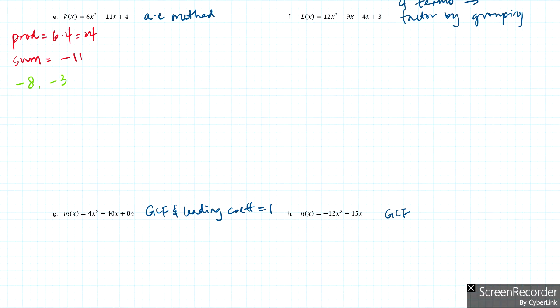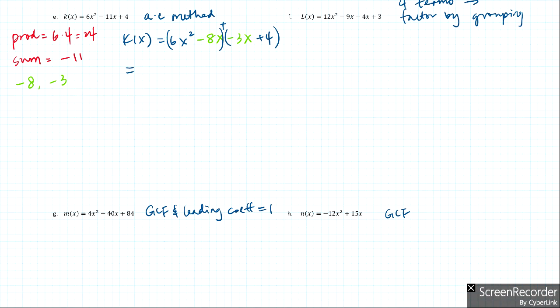And once we have this, we can rewrite k of x to be 6x squared. Now we rewrite the middle term. Negative 11 can be written as negative 8 and negative 3. And then we copy the last term again. Now again, putting the first two together and the last two together, put a plus sign here.